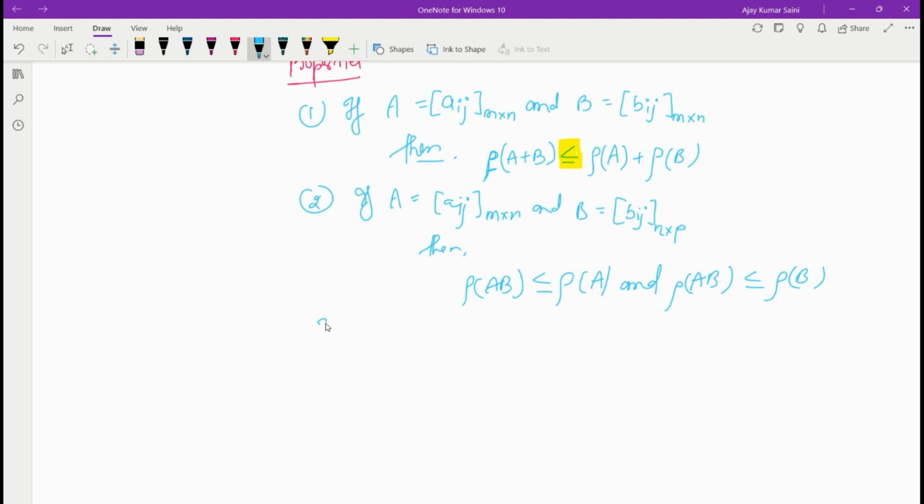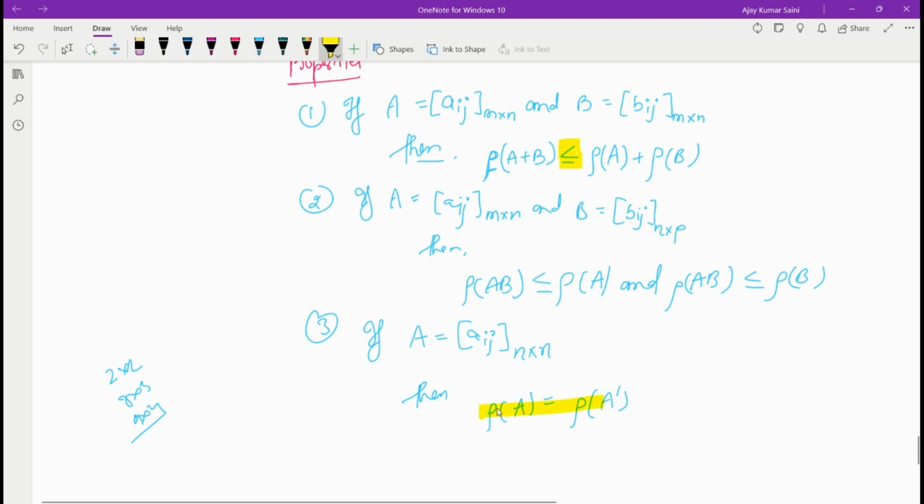The third point: if there is a matrix A of the form a ij of order n by n, like a 2 by 2 matrix, 3 by 3 matrix, or 4 by 4 matrix, then the rank of matrix A is equal to the rank of the transpose of matrix A. So they are equal.